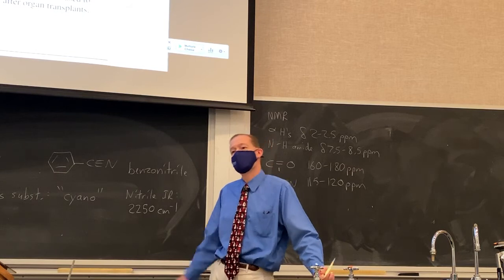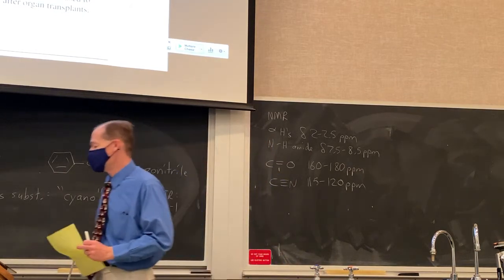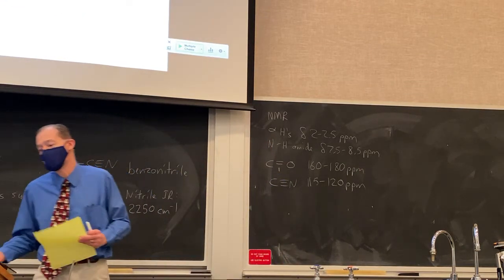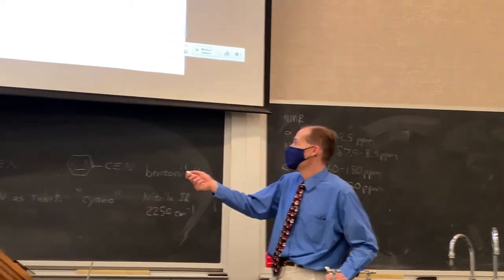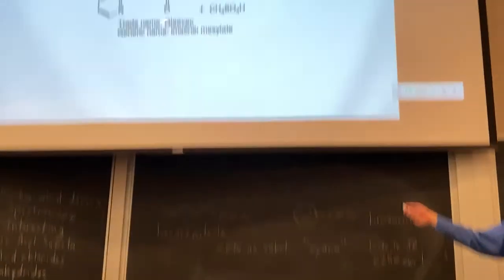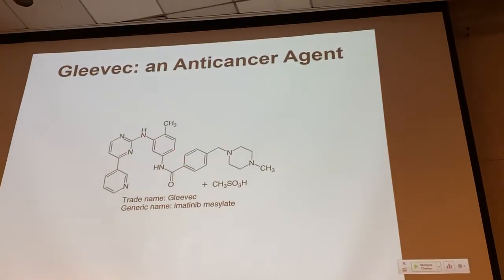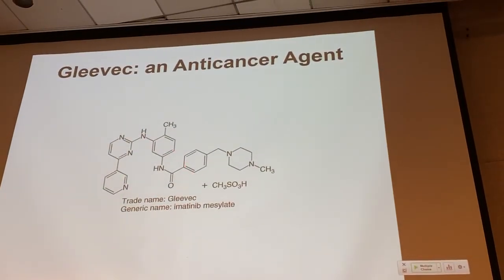There are other amides that are common both in nature and in medicine. And the one we'll show you today is Gleevec, an anti-cancer compound, also known as imatinib. Here is the amide of Gleevec. And Gleevec is one of the most important anti-cancer agents. It was introduced about 25 years ago, and it marked a real shift in the treatment of cancer.